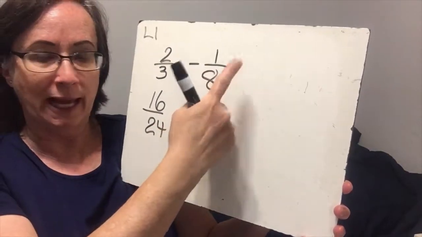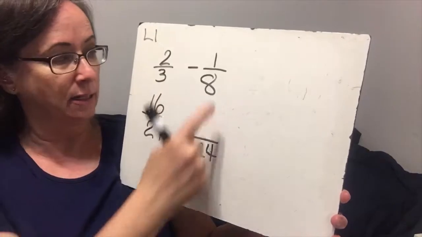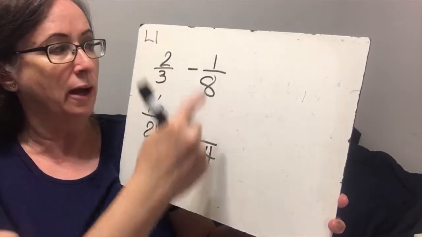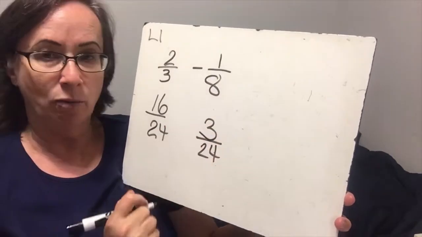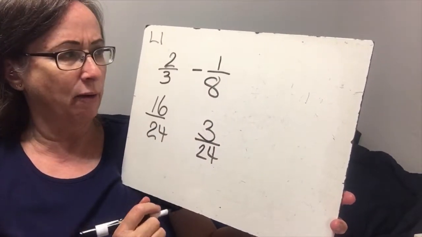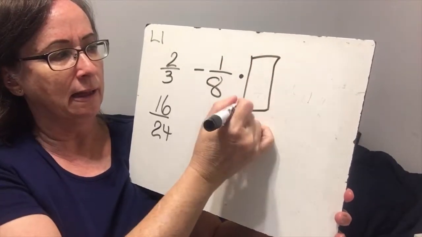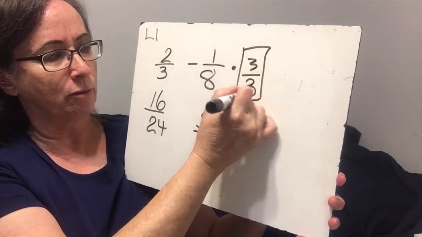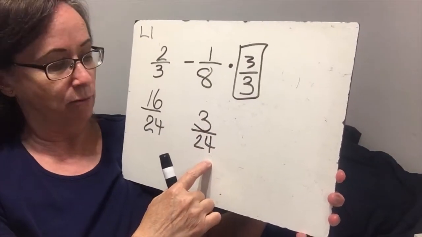What do we have to multiply 8 by to get 24? Well, it's a 3, isn't it? So 8 times 3 is 24. Therefore, 1 times 3 is 3. We're always multiplying by 1. So we're going to multiply this 1/8 by 3 over 3 to get 3 over 24.